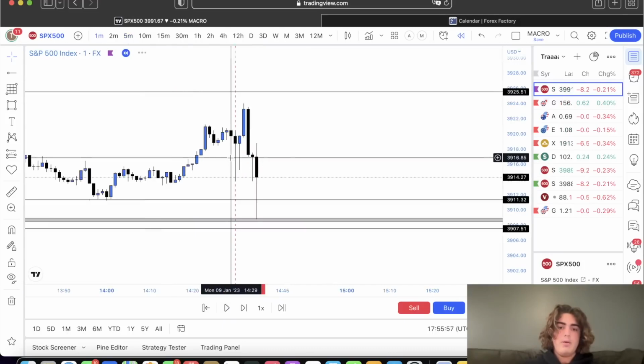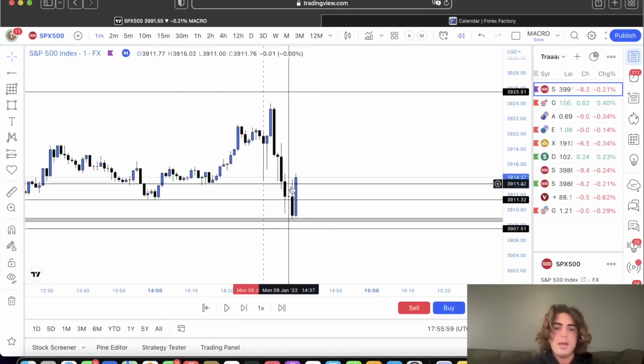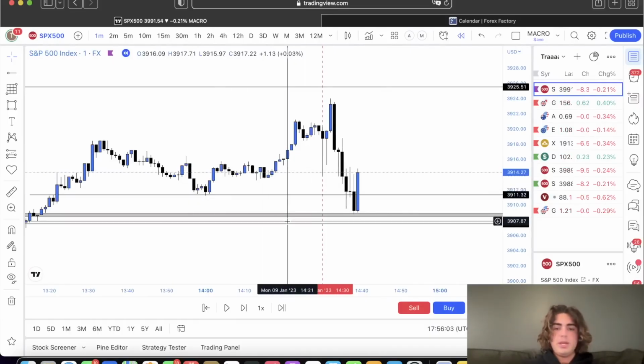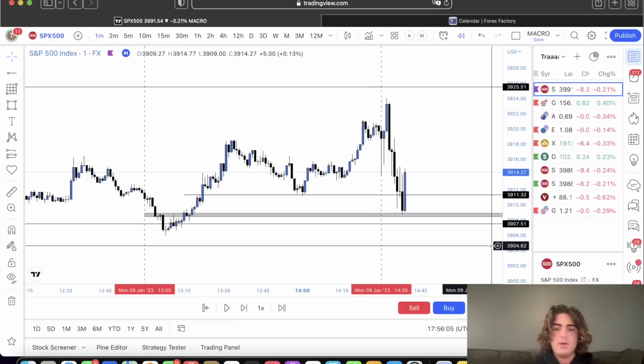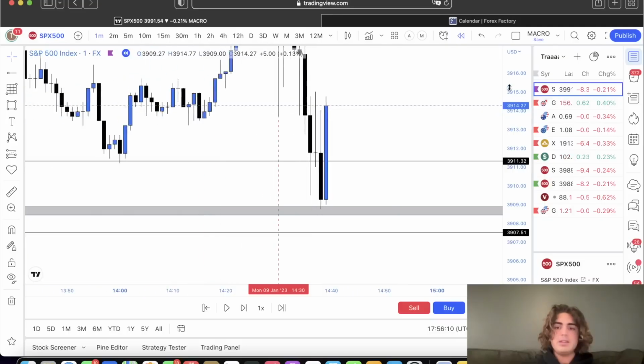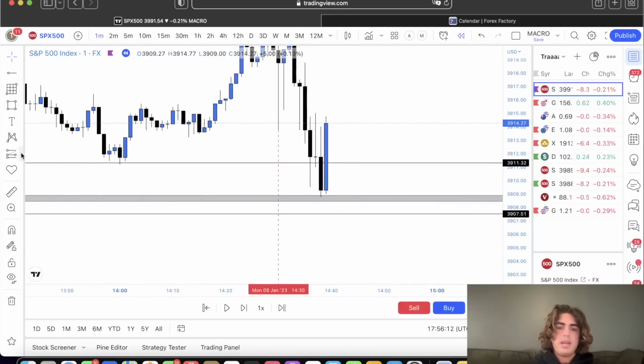Okay, boom. Wow, all right, that kind of spoiled a lot of it, but should have been on the 1-minute. But we take out this liquidity, tap right into that 5-minute order block, and then boom, we get a reaction off of it. That's enough for me to go long. That reaction off the order block is enough for me to go long.